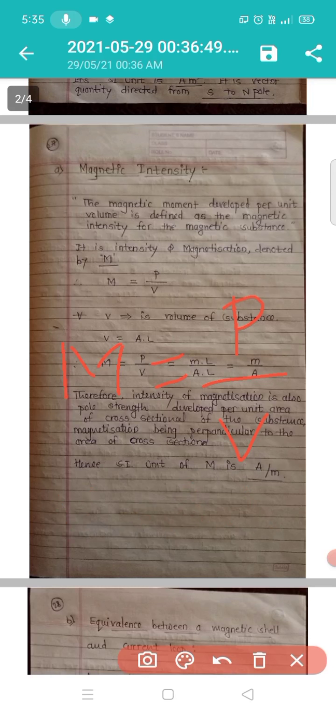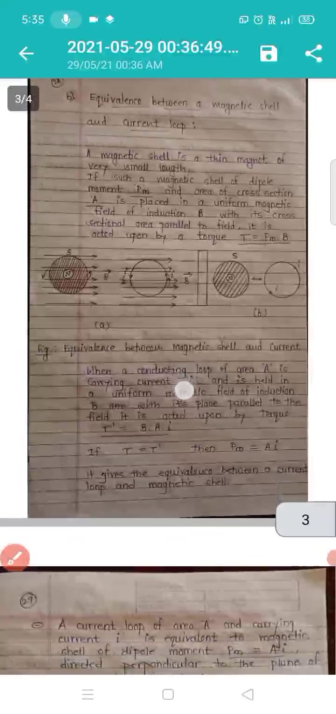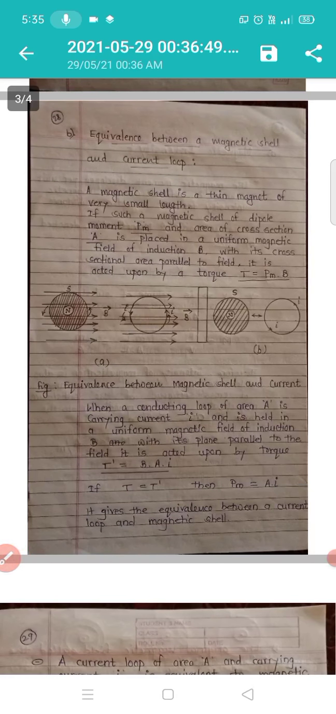Then the next part is the equivalence between a magnetic shell and the current loop. A magnetic shell is a thin magnet of very small length. If such a magnetic shell of dipole moment Pm and area of cross section A is placed in a uniform magnetic field of induction B with its cross sectional area parallel to the field, it is acted upon by a torque T is equal to Pm into B. B is the magnetic induction, Pm is the dipole moment.